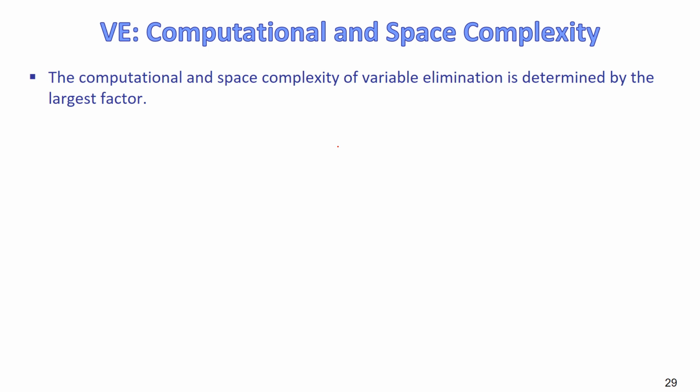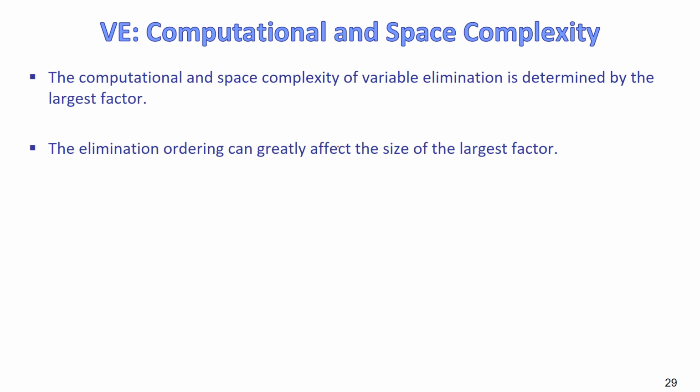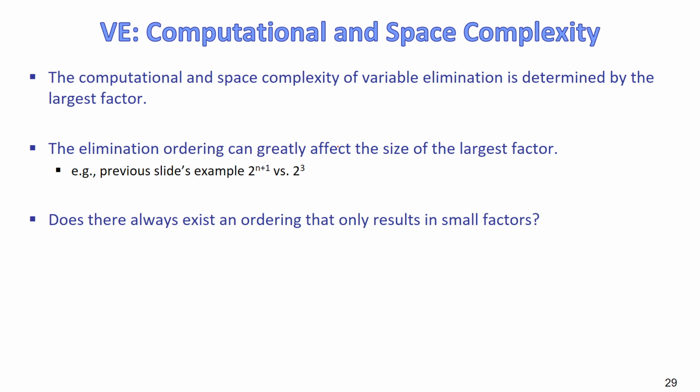As we said, the computation and the space complexity is determined by the largest factor. So always the largest factor out of the elimination order is the main factor that affects the complexity, the time and space needed for that order. And of course, the elimination order greatly affects the size. And now the question is, given a Bayes net, do we always have an order that will result only in small factors? Do we always have an order that will be efficient?